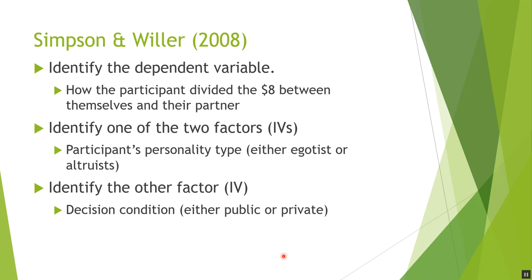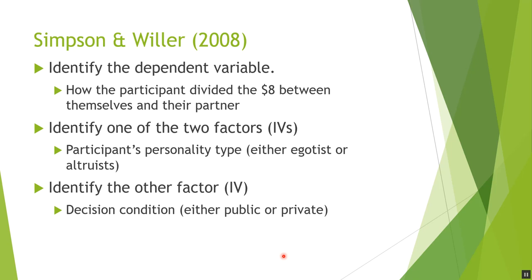Okay, so the dependent variable, the only thing that they're measuring from the participant in terms of the participant's behavior, is how they divided the $8 between themselves and their partner. So that is the dependent variable. Now with that out of the mix, it makes it a little bit easier to identify the factors. By identifying factors or independent variables, we're going to be looking for groups or conditions. And if you go back to the example, you'll see I use group and condition only in very specific situations.